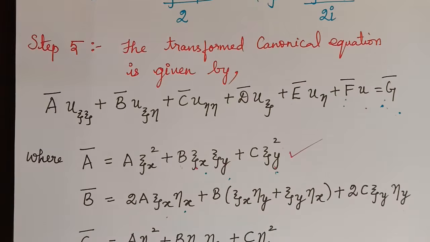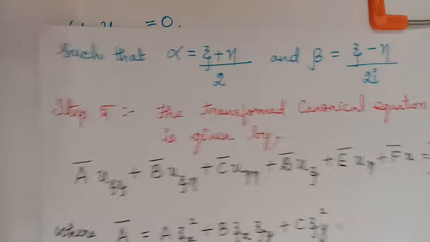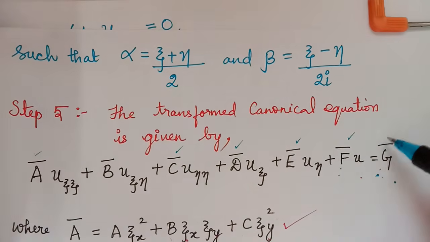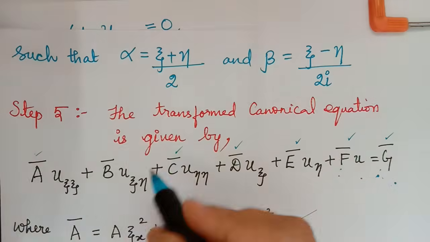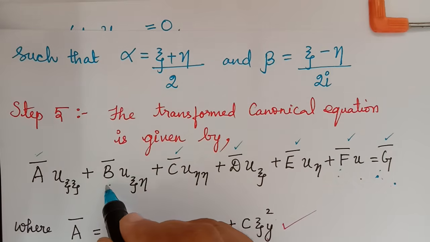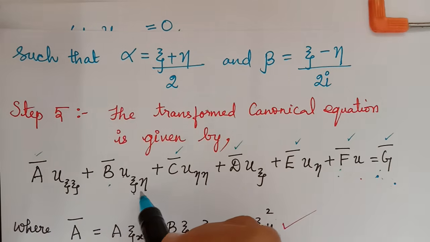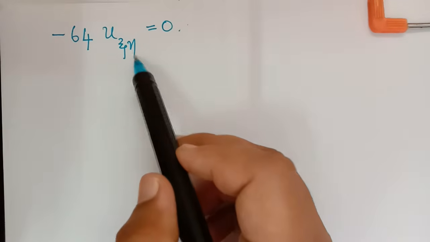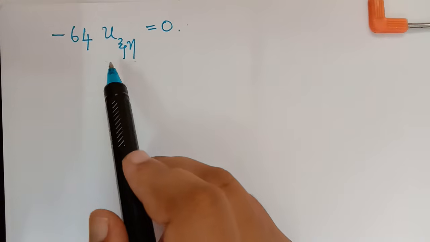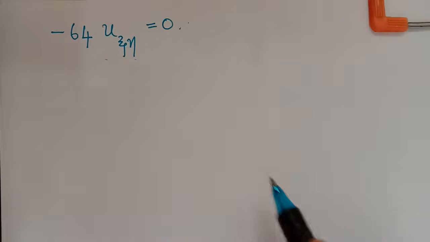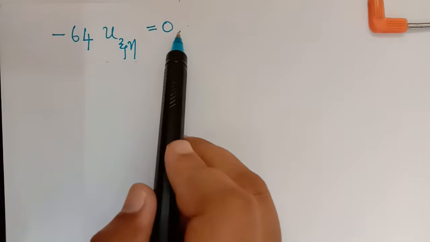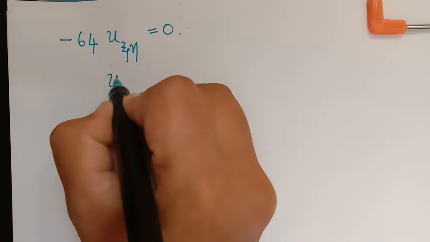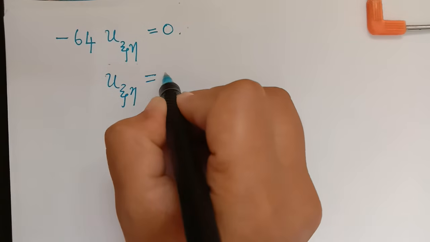So let us do that and see what we are getting. Because the values of A bar, C bar, D bar, E bar, F bar and G bar are all 0 except the value of B bar, which is 64, we obtain 64 u xi eta equal to 0. So this is the resulting transformed equation. Now if we solve this equation, we will get the solution of the given PDE. Obviously, because the right hand side is 0, this constant also vanishes when we take it to the right, and so we get u xi eta equal to 0.